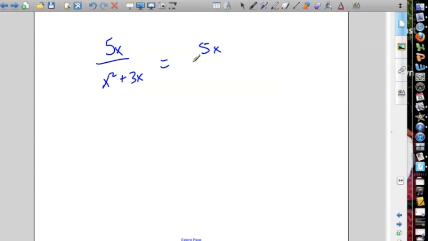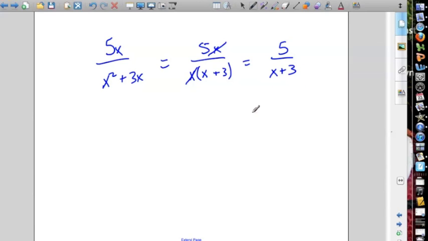Both of them have an x, and so I can pull that x out to the front. I take away an x from x squared, and I just have x. I take away an x from the 3x, and I have x plus 3. Now I'm taking the 5 times x, and I'm taking the x plus 3 times x. Since they're both being multiplied by x, those simplify out. Those cancel out to be 1. And so all I'm left with is 5 over x plus 3.